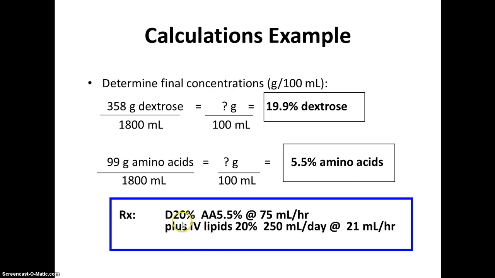So our final prescription, I just rounded from 19.9 to 20%, but D20%, amino acids 5.5%, at 75 mLs per hour, plus the lipids, in this case IV lipids 20%, 250 mLs per day at 21 mLs per hour. And we infuse the lipids slowly over about 12 hours.